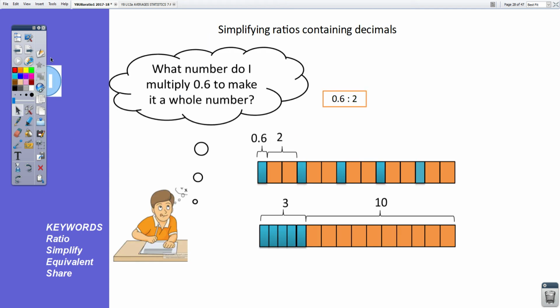Simplifying ratios now containing decimals. What number do I multiply 0.6 by to get it to be a whole number? You cannot leave a ratio with a decimal or a fraction in the ratio. You have to get rid of the decimal or you have to get rid of the fraction. So what can we do here? Well, if we look, we can take 0.6 to 2 and we can get it to 3 to 10. But how do we get from 0.6 to 2 to 3 and 10? Pause the video, have a think about that, press play when you're ready to see if you were correct.